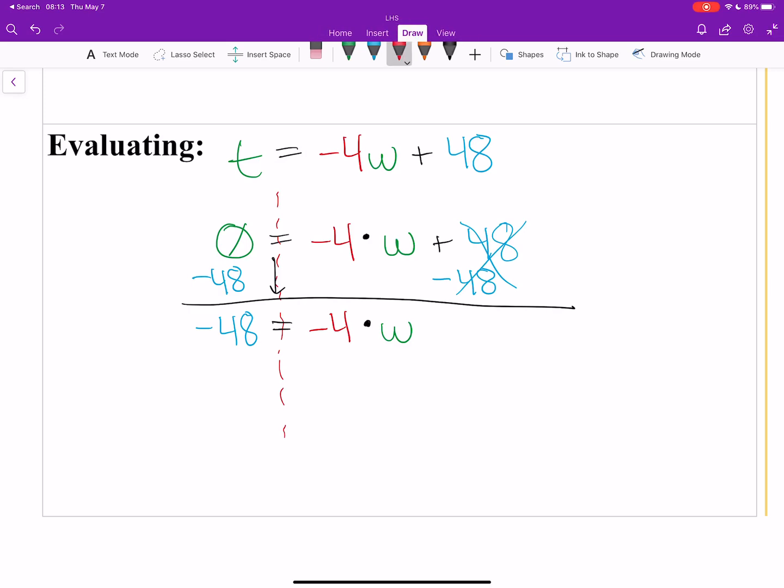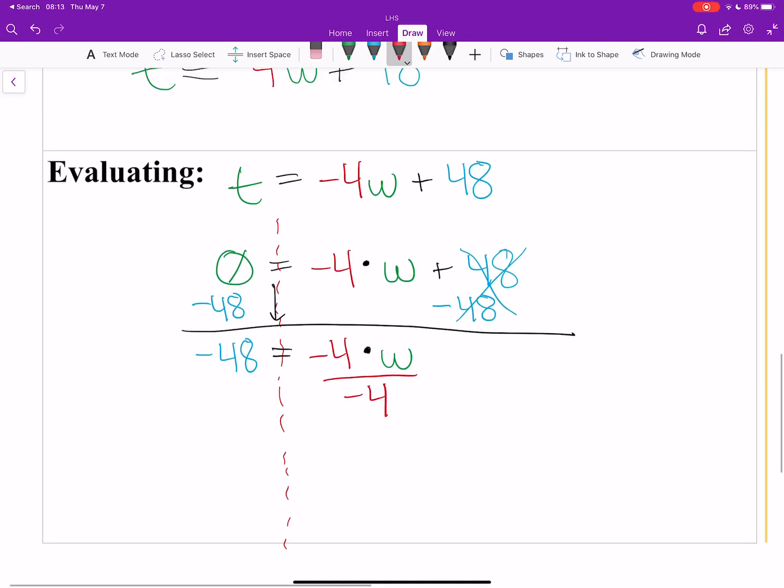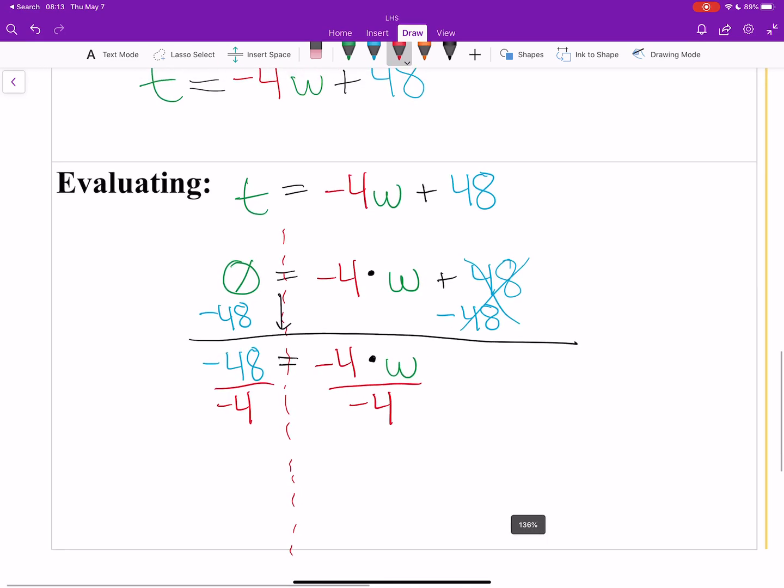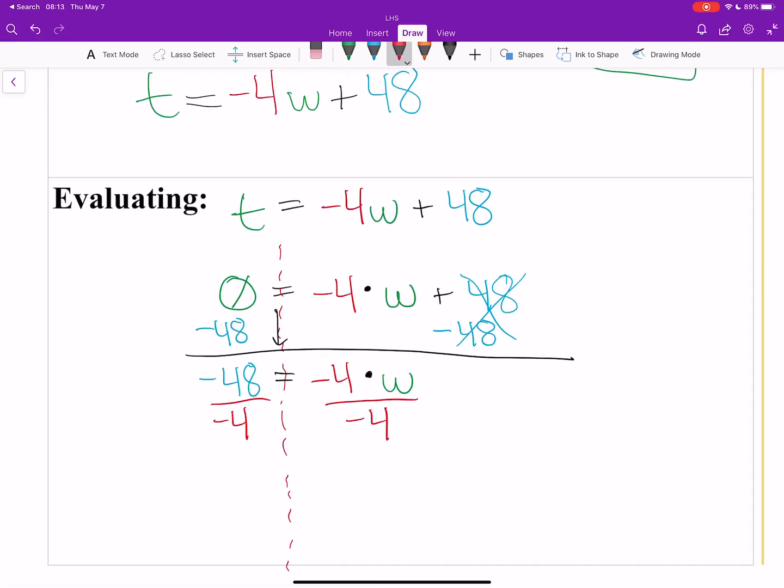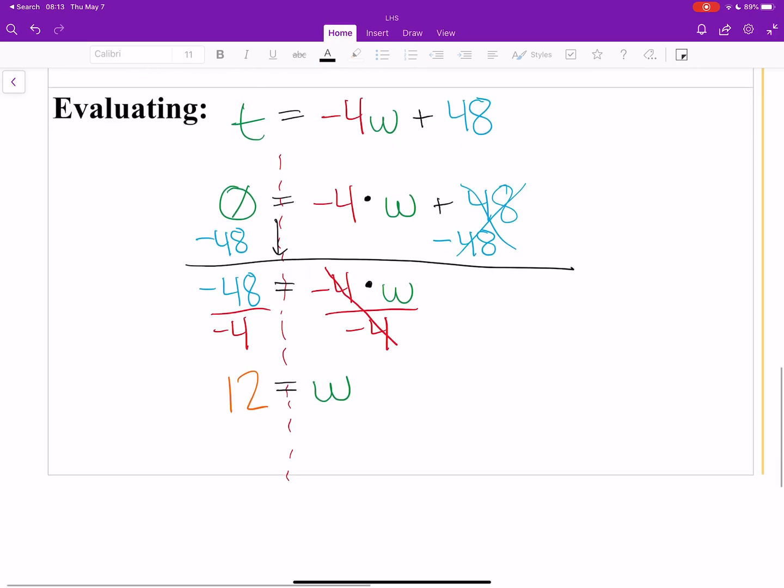So I ask myself, what's going on? Well, it's -4 times W. How do I undo multiplying? I need to divide. So I'm going to divide that side of the equation by -4, and I'm going to divide that side of the equation by -4. It's really useful right here that we're getting rid of our negatives, and you'll see why in a second. On the left-hand side, negative 48 divided by a negative 4 is going to get us a positive 12. Bring down my equal sign. Negative 4 divided by negative 4 equals 1, so it's kind of like they canceled out. So I have 1w, which is good. We just want a single w by itself on that side of the equation.